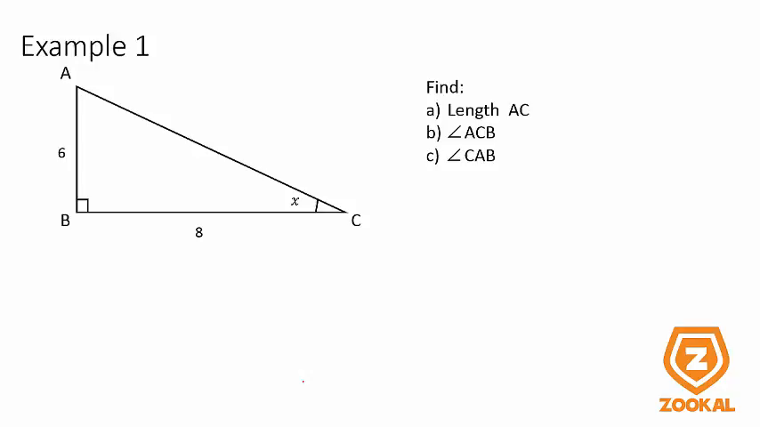So now I'll go through the question itself. For example 1, we need to find length AC, angle ACB, angle CAB. Okay, so let's do one by one. For the first one, find length AC. So we know that AC is actually the hypotenuse.